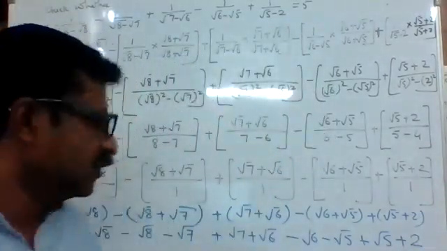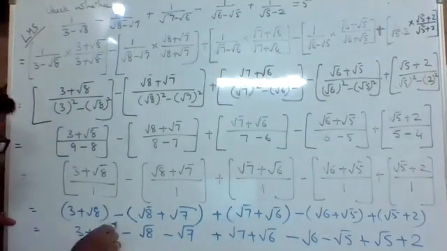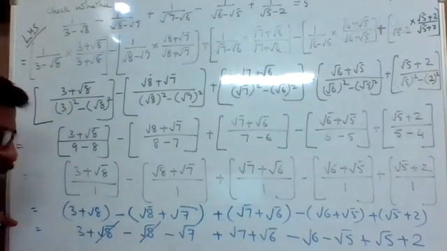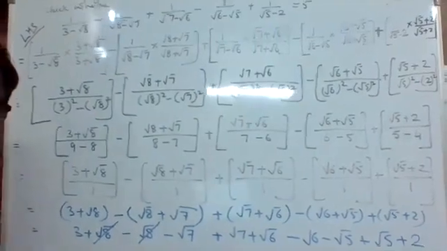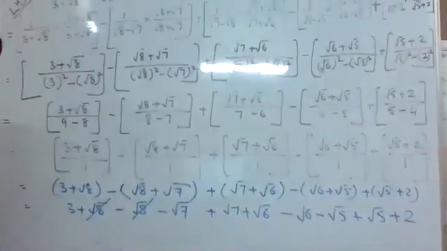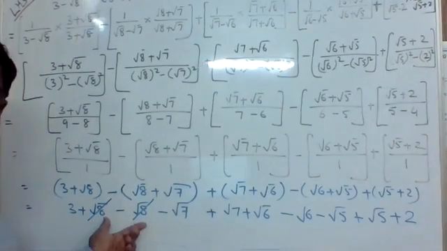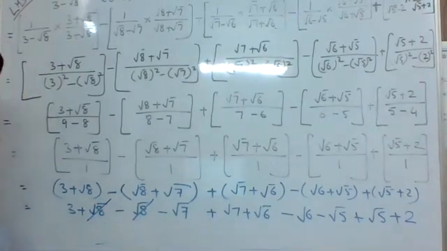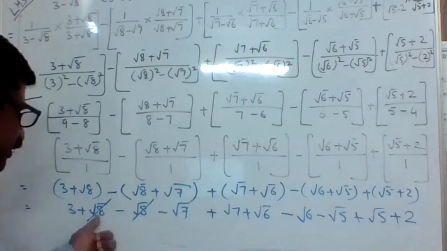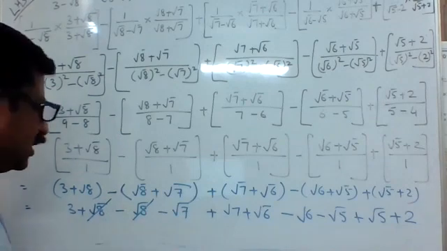Clear? Further, we try to simplify. This is root 8 and this is minus root 8. They are cancelled. Root 8 and minus root 8, since they are having the same number but the sign is different, therefore they are cancelled. 5 minus 5 is 0, in the same way, root 8 minus root 8 is 0.